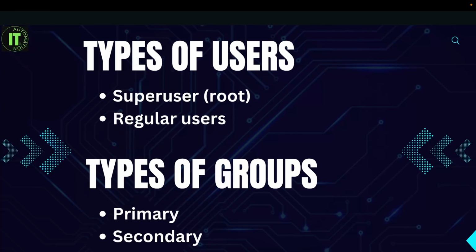So let's look into types of users and groups. There are two types of users in Linux: super user and regular users. The super user has complete control over the system and can perform any operation, while regular users are limited to the resources assigned to them. Similarly, there are two types of groups in Linux: primary and secondary groups. The primary group is the group that is assigned to a user when the user account is created. A secondary group is a group that a user can be added to later.